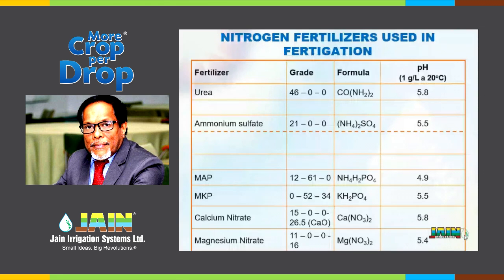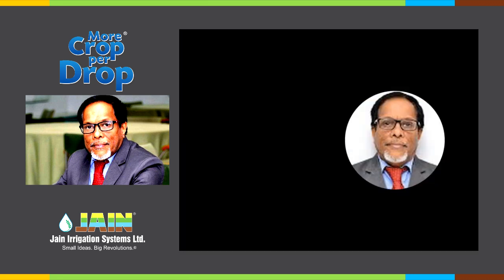Now, as I told you, most of these fertilizers have a pH which is less than 7, they are acidic. Urea, of course, in pure urea, you get about 5-8, but many of the urea samples you get outside have a pH of up to 6. So, if anybody disagrees with me, this is the reason. They contain dirt, they contain other things.